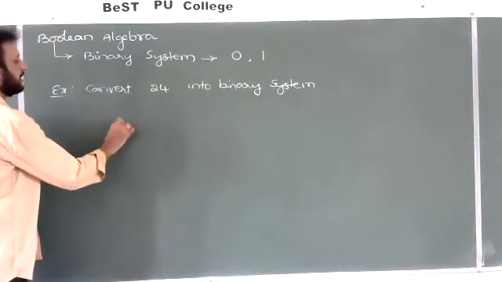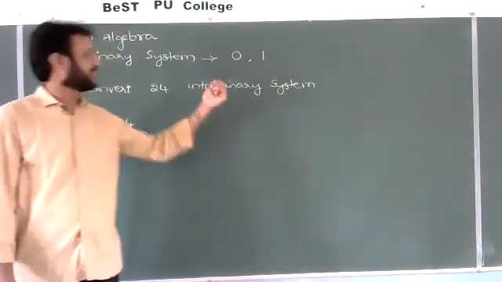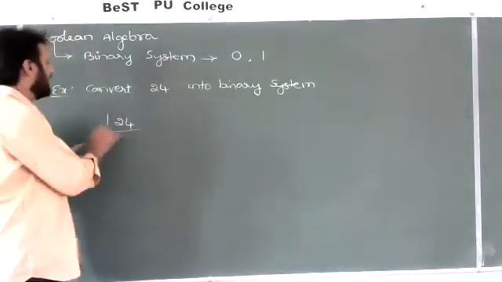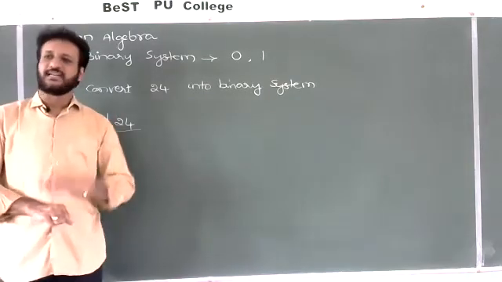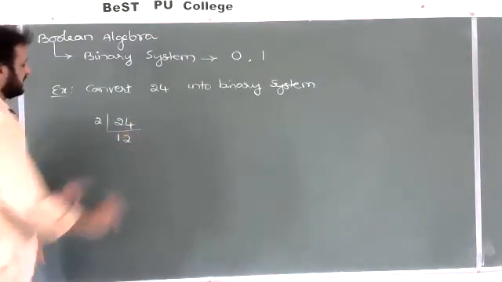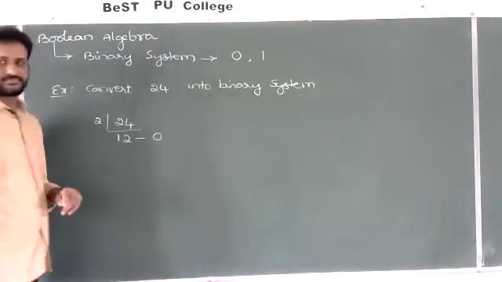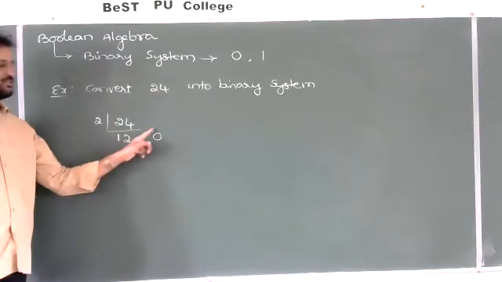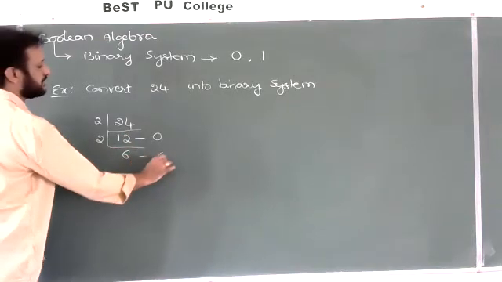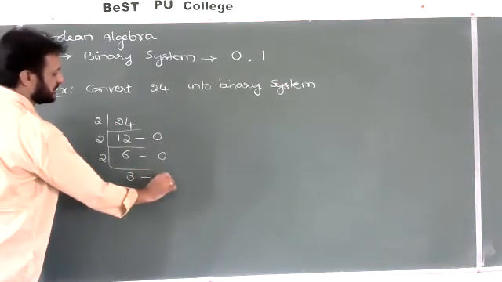First we take 24 here. Divide this 24 by 2, because we want to convert into binary system. Divide by 2 until you get the remainder either 0 or 1. Up to the last we have to divide. So 2 12s are 24, remainder 0. Check correct or not? Again divide by 2. 2 6s are 12, remainder 0. Again 2 3s are 6, remainder 0.